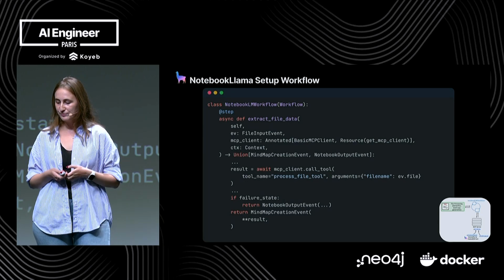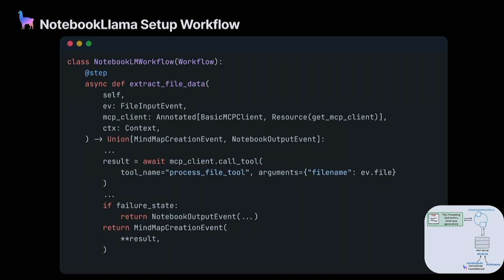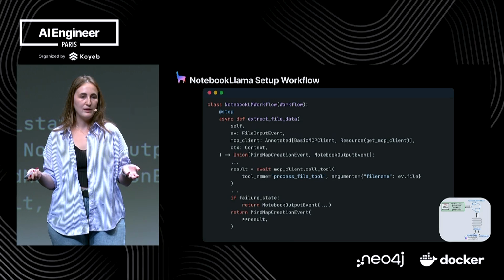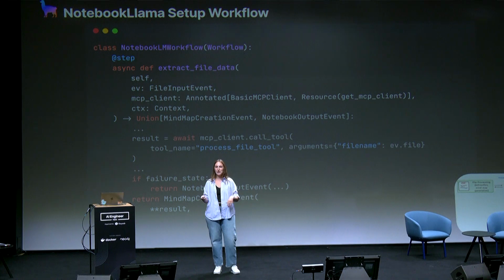So again, we define our own custom steps. The first step in the process is a step that we call extract file data. This is expecting the file input event, and it can actually branch out. We account for failures, so maybe a mind map wasn't generated for some reason, in which case we return the notebook output event, which is an empty notebook with maybe a message indicating why a failure happened. But if we're successful, we actually return the mind map creation event.